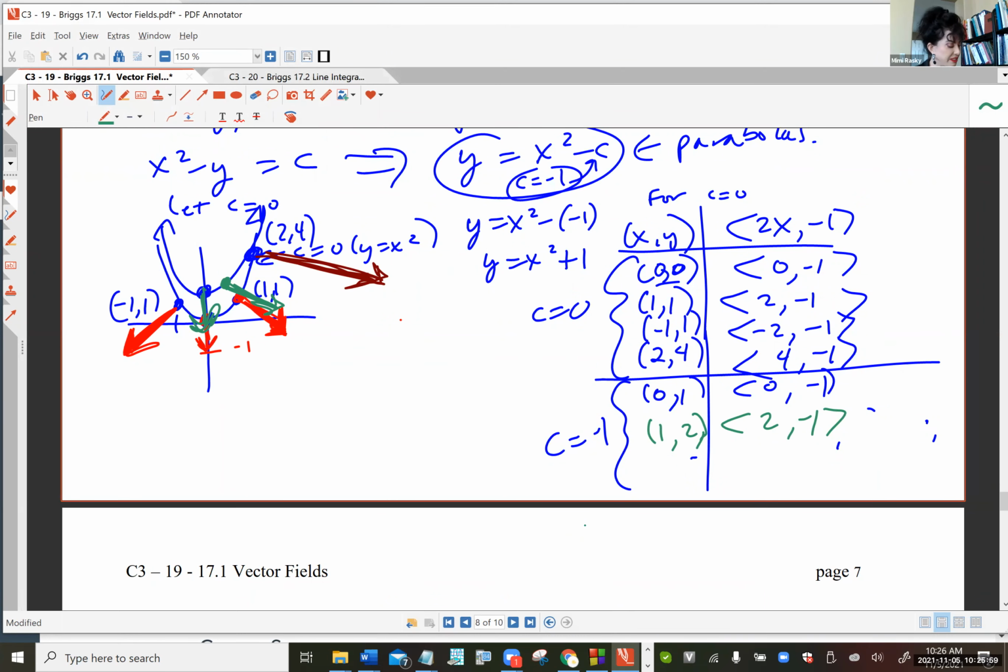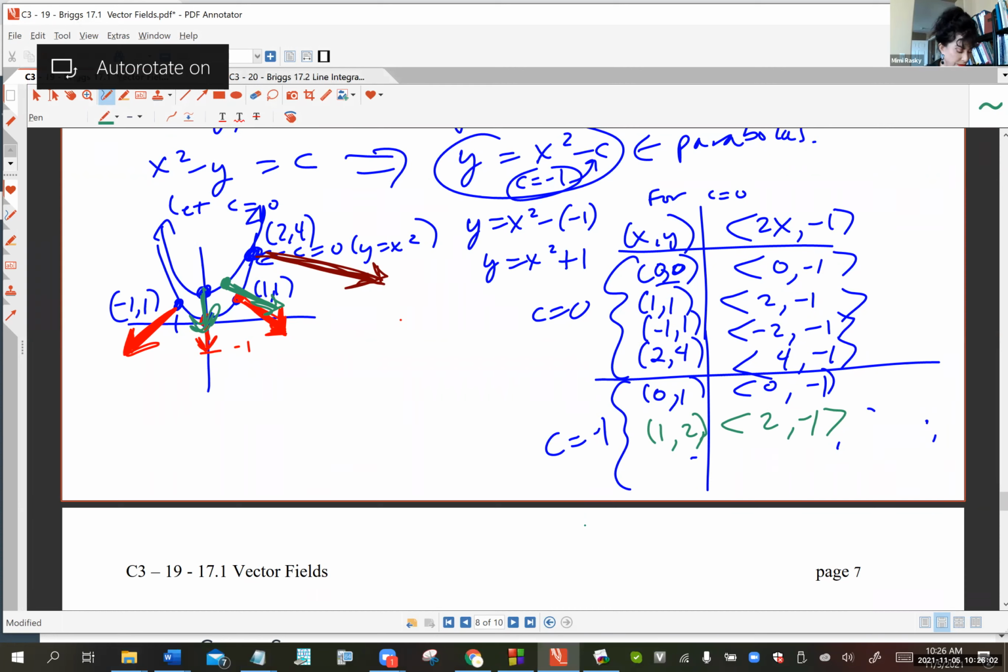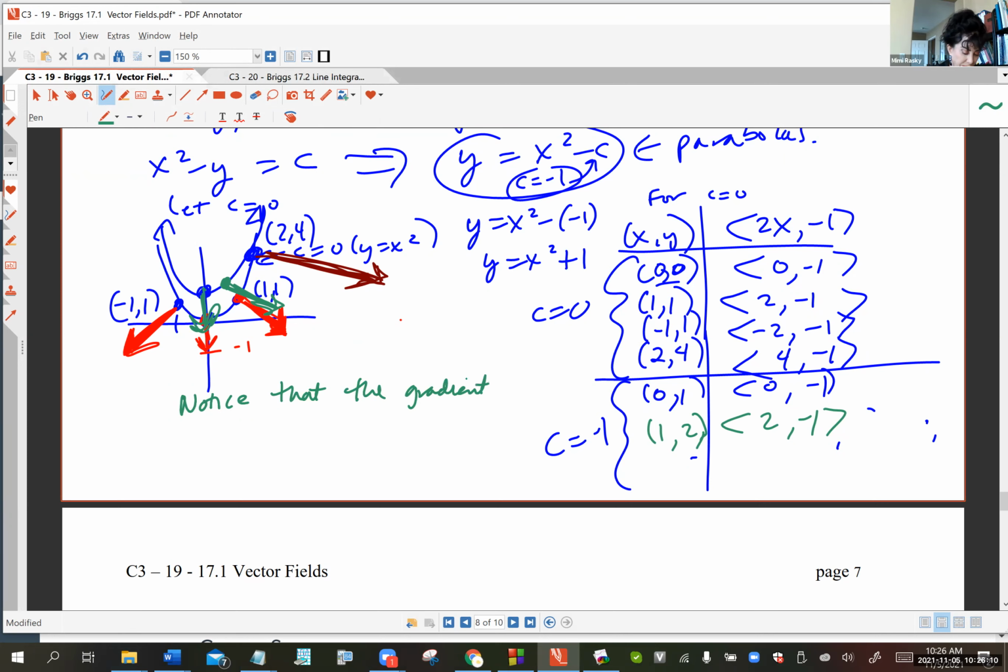So please notice that the gradient field is orthogonal. I'm going to write it down, it's that important. Notice that the gradient field is orthogonal to the equipotential curves. I can't write today. Equipotential curves. So why are they equipotential? Because if you graph these, you would stay at the same altitude, if you will, for the potential function.